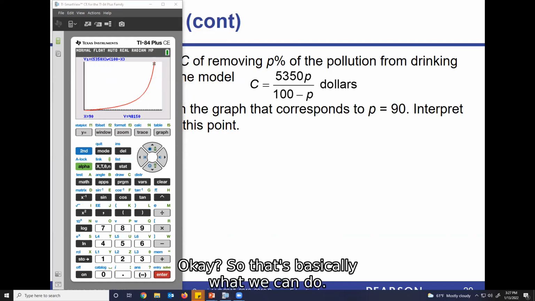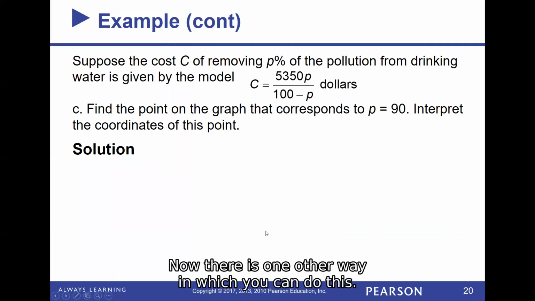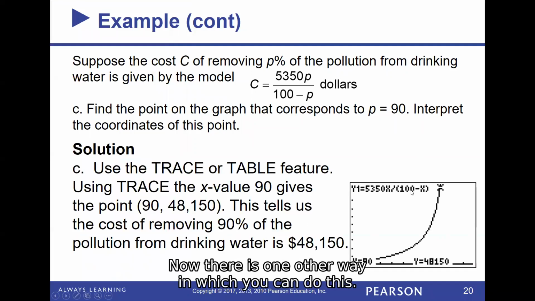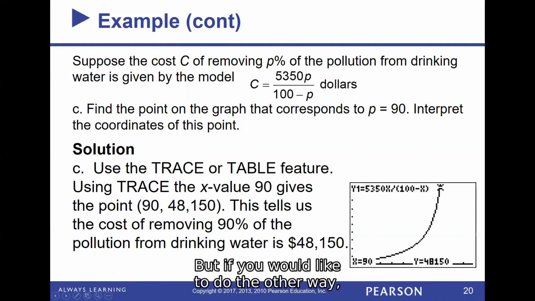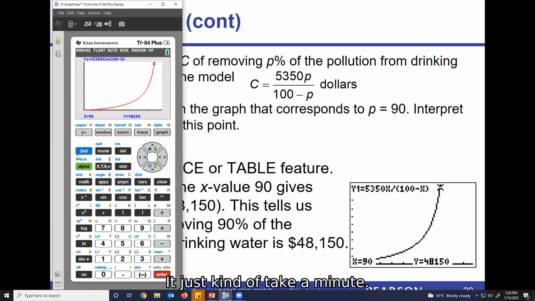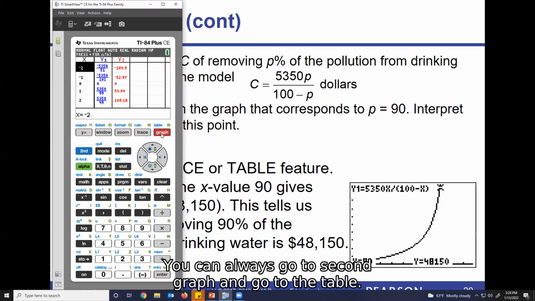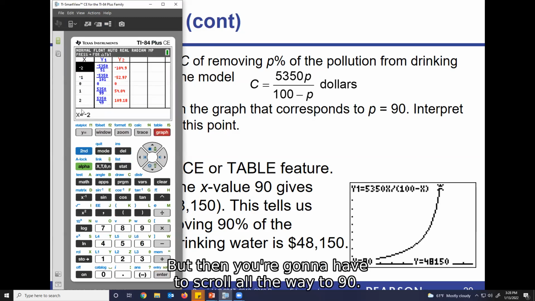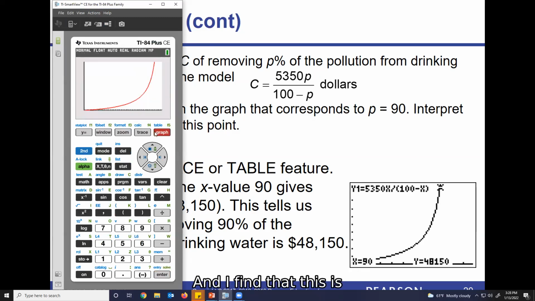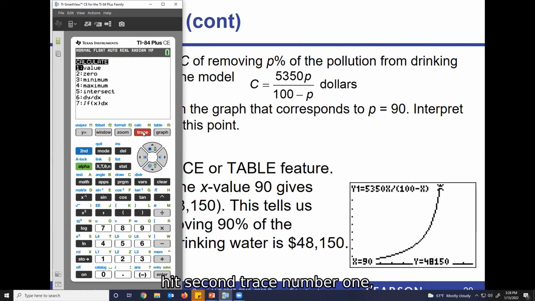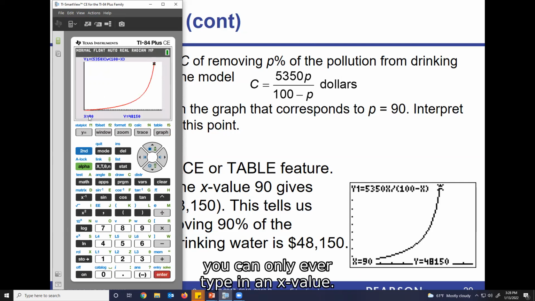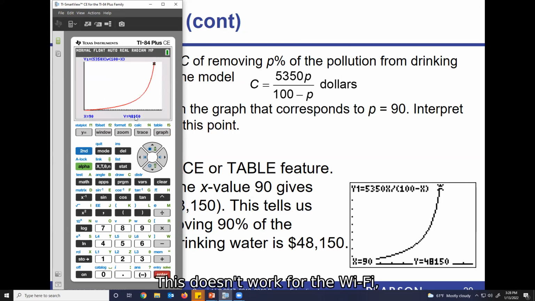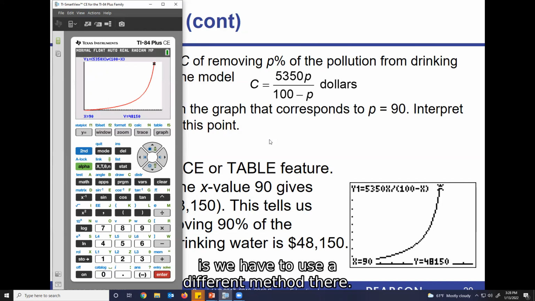Okay, so that's basically what we can do. Now, there is one other way in which you can do this. I recommend this way, where you do the second trace option, but if you would like to do the other way, it's not horrible. It's just going to take you a minute. You can always go to second graph and go to the table, but then you're going to have to scroll all the way to 90. And I find that this is going to be a lot quicker if you just hit second trace, number 1, and then type in the X value. You can only ever type in an X value. This doesn't work for the Y values. We have to use a different method there.